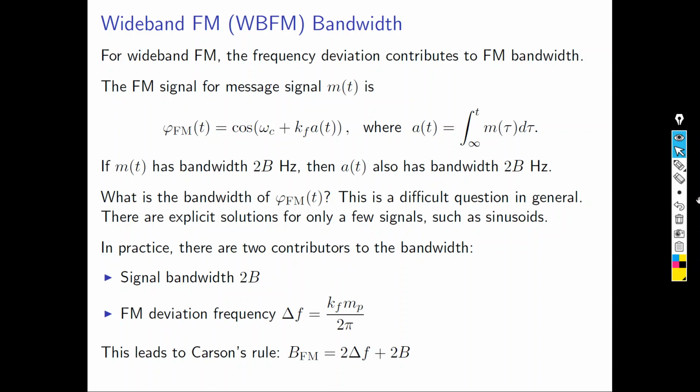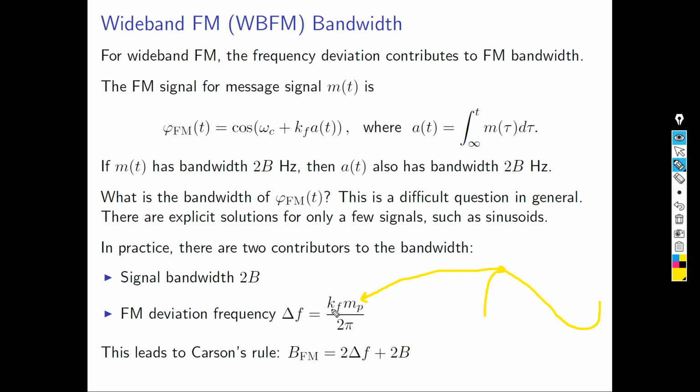In practice, the bandwidth is affected by the following factors. Signal bandwidth, which is 2b in this case, because the bandwidth of our message is 2b, and FM deviation frequency. Now the deviation frequency, FM deviation delta F, can be found by the peak of the message signal. This is the peak of the message signal. So let's say you have a message like this. So you say this is my MP, the peak.